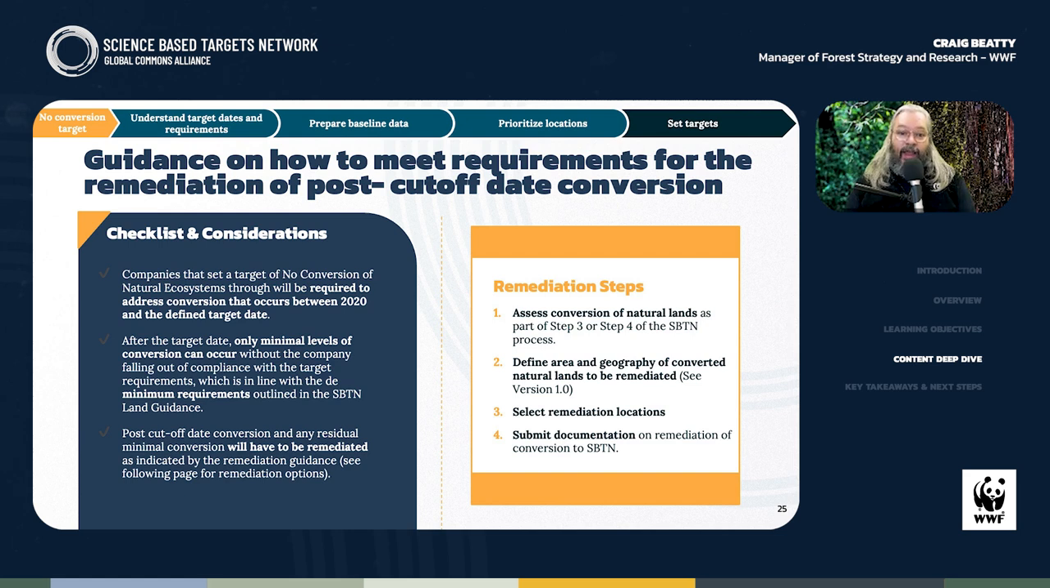Post-cutoff date conversion and any residual minimal conversion will have to be remediated as indicated by the remediation guidance, which is still in development. In the meantime, some preliminary steps you should expect include: first, assessing conversion of natural lands as part of Step 3 or Step 4 of the SBTN process; second, defining the area and geography of converted natural lands to be remediated; third, selecting remediation locations, and submitting documentation on remediation of conversion to SBTN.